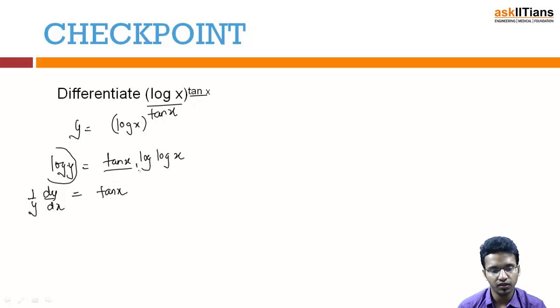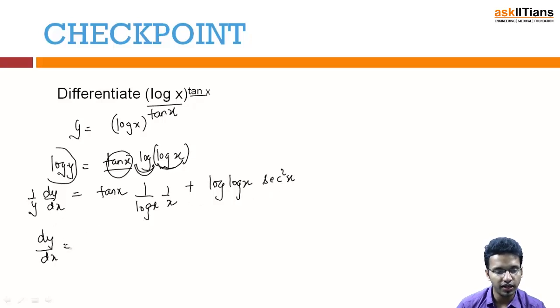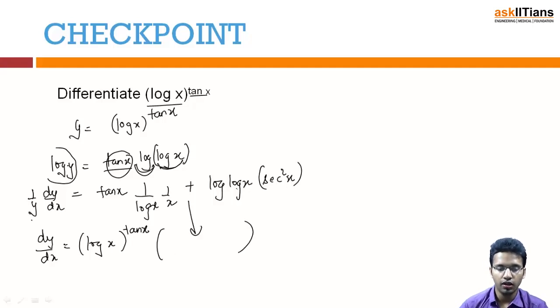First function as it is. Now log of log x, so first we are applying for this one, so 1 by log x, this log we have solved. Now we will be going for this log, so this will be 1 by x. Now x will be 1, dx by dx, okay. So this is solved. Plus log of log x, and I guess most of you must be knowing by now what this is. So this will be secant square x, derivative of tan x, okay. So now we can write dy by dx as y, which is equal to (log x) raised to power tan x, into this thing, okay. And obviously this is separate, this is one term, okay.